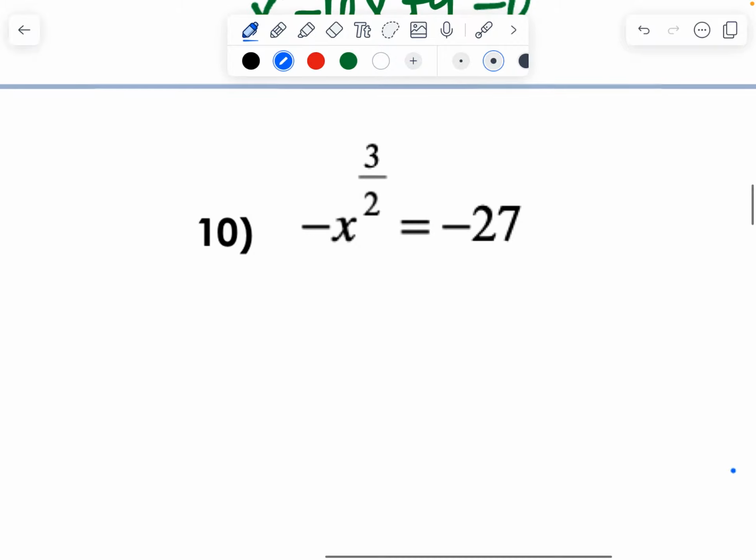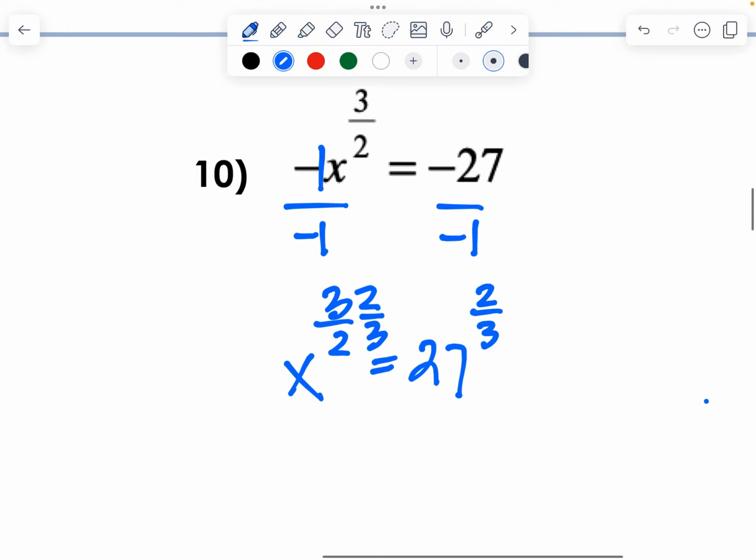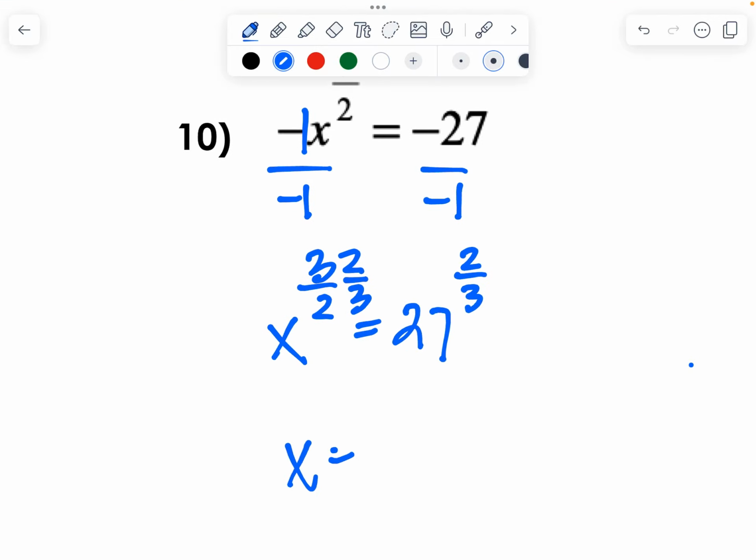All right, now last but not least, this guy has a negative out in front. Imagine that that's basically a negative 1. And so we're going to divide that away. So we'll have x to the 3/2 equals 27. Then we'll flip that fraction, give both sides the 2/3 power, which gives me x equals 9.